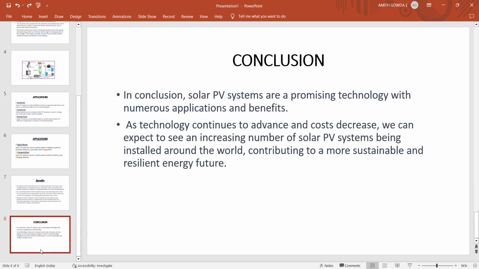And then the conclusion: solar PV systems are a promising technology with numerous applications and great benefits. As the technology continues to advance and the cost decreases, we can expect more people to use these solar PV systems in the upcoming days. It can be installed all around the world, which contributes to a more sustainable and resilient energy future, and the environment will be in a proper state without harming nature.